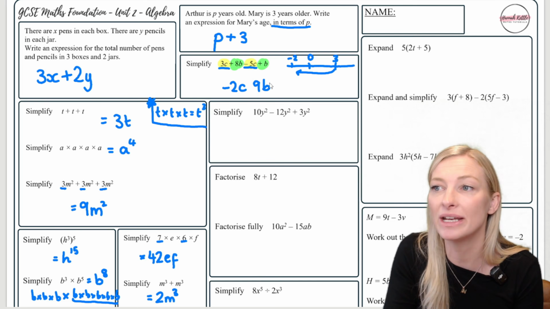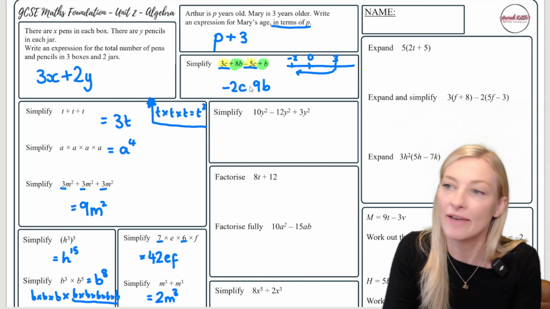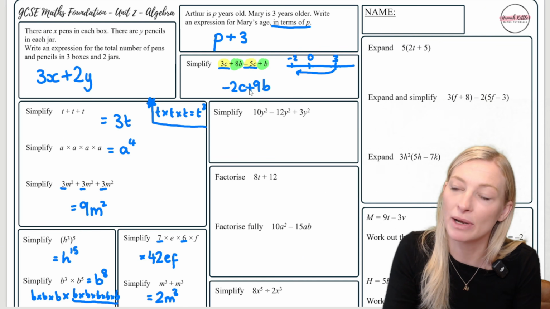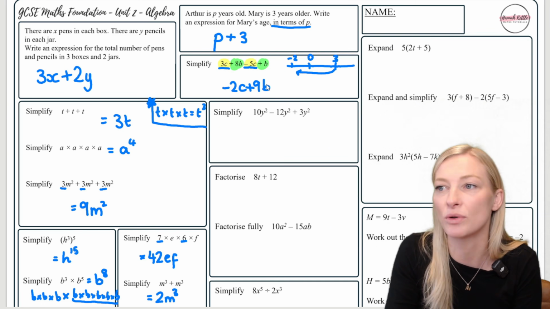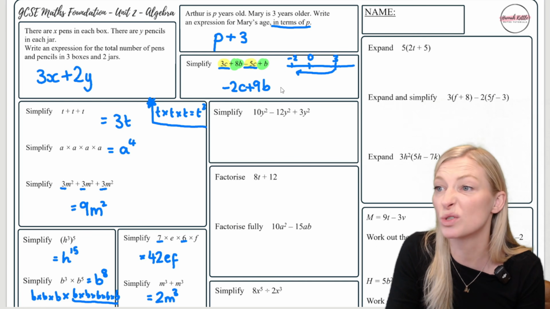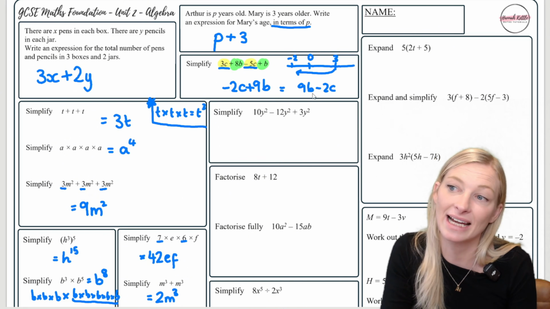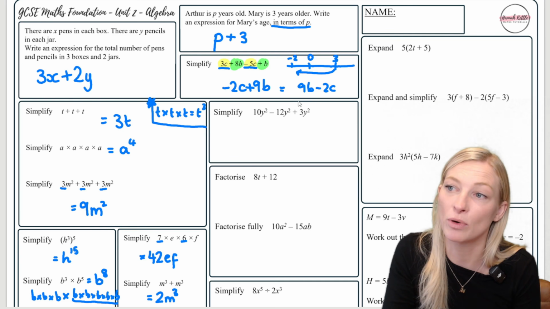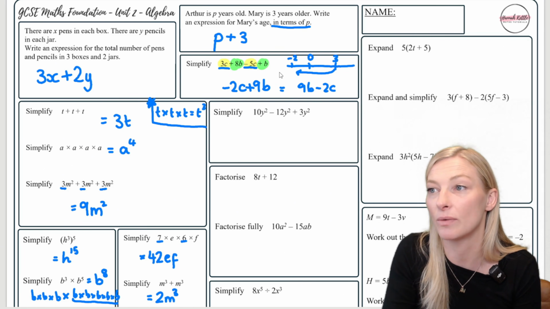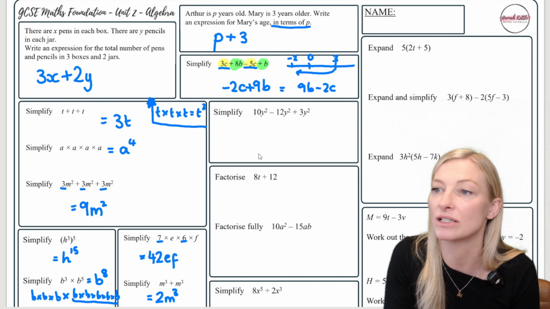And because that 9b was a positive 9b, if I put a plus here, that plus belongs to the 9b. So it tells us it's positive 9b. There we go. And you could also have written that as 9b take away 2c. That's exactly the same. As long as the 9b is positive and the 2c was a takeaway because it was negative, then that is a correct answer there.